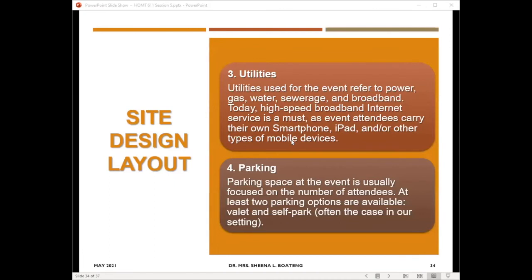So moving on from space and structure, we can also talk about utilities and parking. Now, in terms of utilities, we are referring to the basic utilities that we all know of in terms of power, water, sewage, and then broadband.